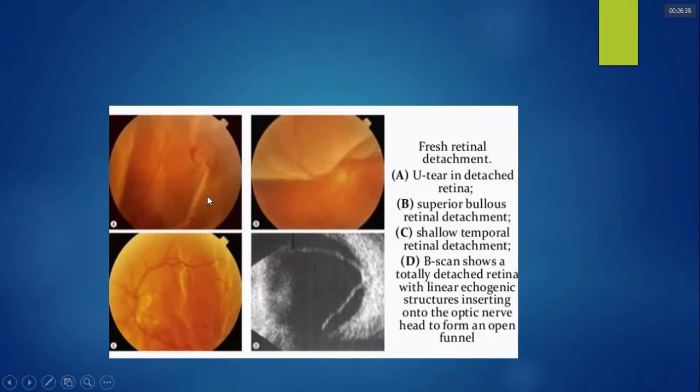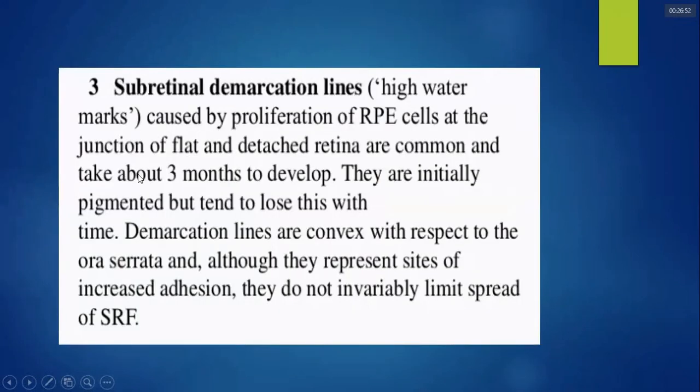Over here also you can see it, the shallow retinal detachment, and the demarcation line is there. In case of gradual detachment, after a few days, you can see this type of demarcation line. Subretinal demarcation line is a high water mark caused by the proliferation of the RPE cells at the junction of flat and detached retinas. They are common and take about 3 months to develop.